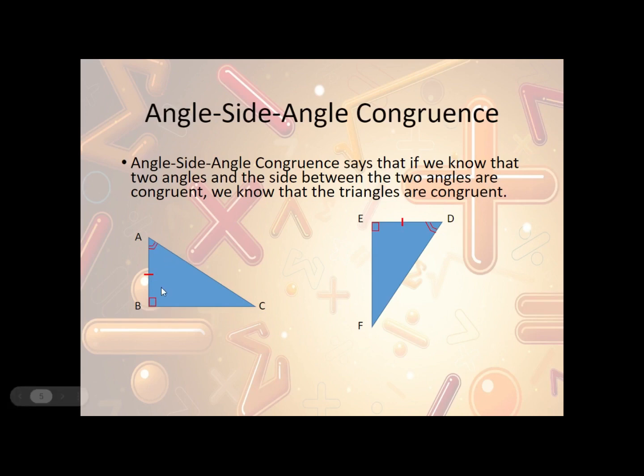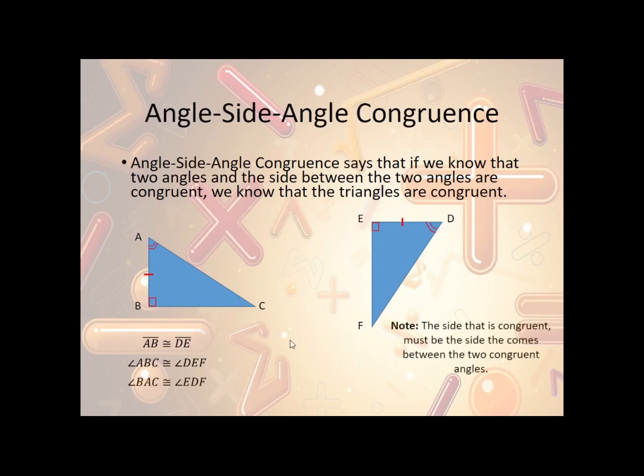So then let's restate what we know. Well, we know side AB is congruent to side DE. We know angle ABC is congruent to angle DEF. And we know angle BAC is congruent to angle EDF.